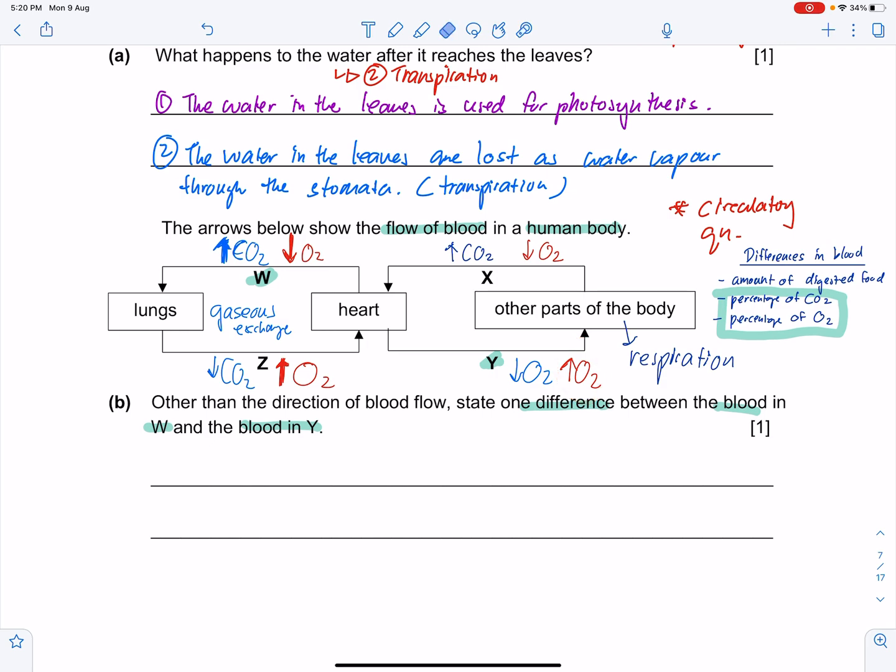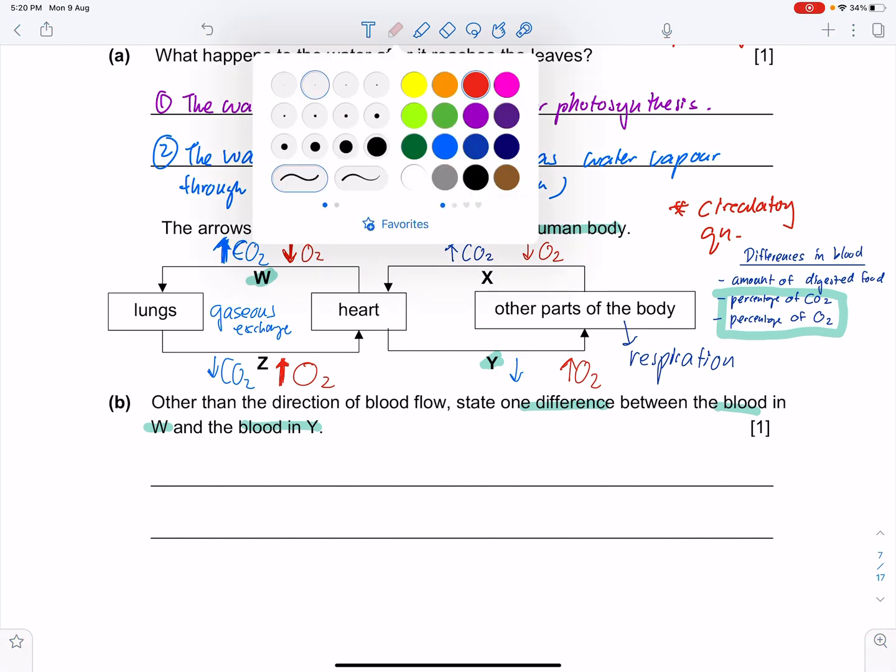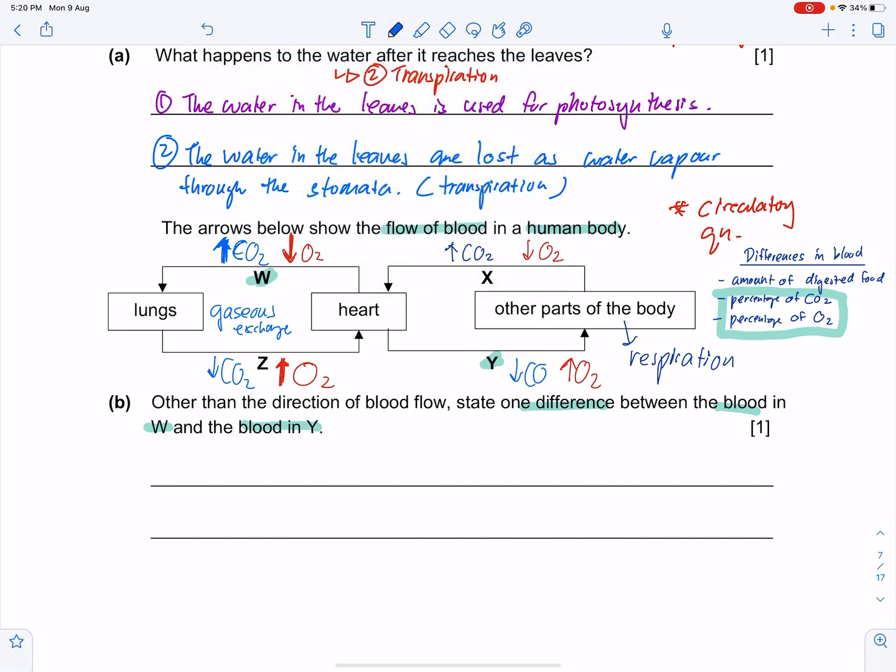So it's really up to you, but the important thing is to make sure you are able to justify why that is so, because in the explanation part you cannot just say, oh, because I memorized it as such. You must be able to say that it's due to gaseous exchange, so therefore blood exiting the lungs is now poor in carbon dioxide and rich in oxygen. Okay, so let's go ahead and answer this question.